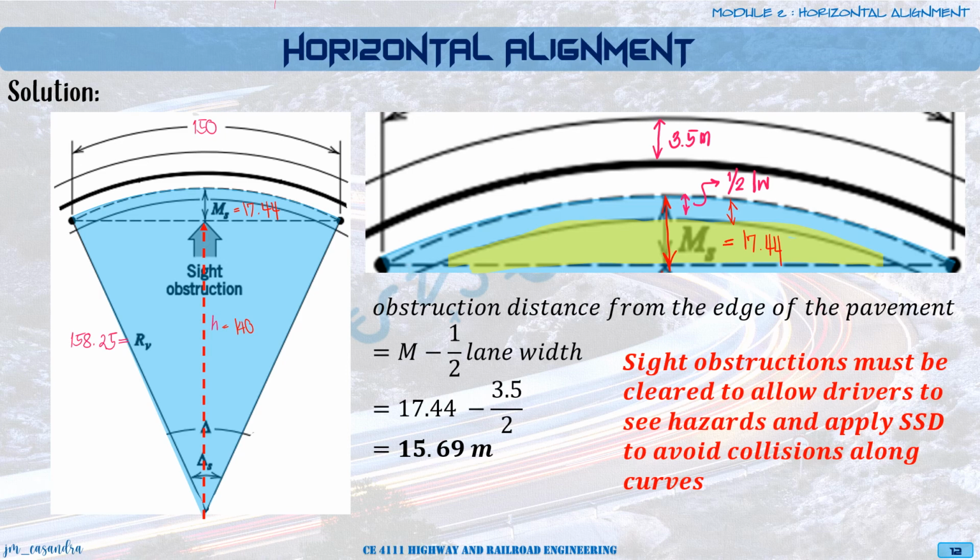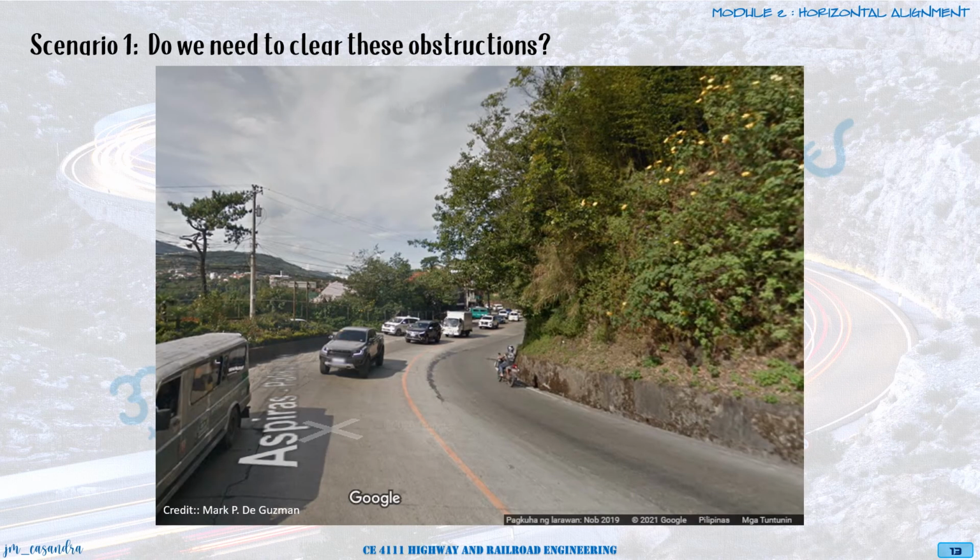Okay? So we have here scenario 1. Do we need to clear these obstructions? So this is a curve. So kung andito ka, kunwari walang traffic, andito ka, hindi ko makikita dun sa side na to. Hindi ko alam kung may parating na sasakyan doon. So next.